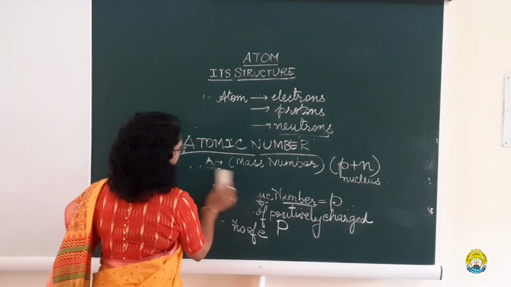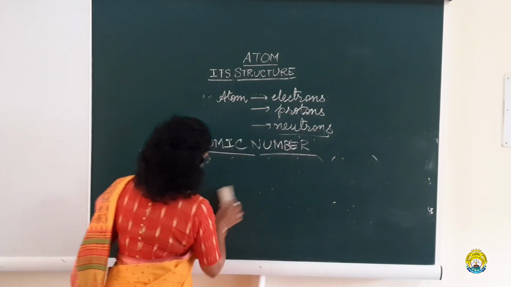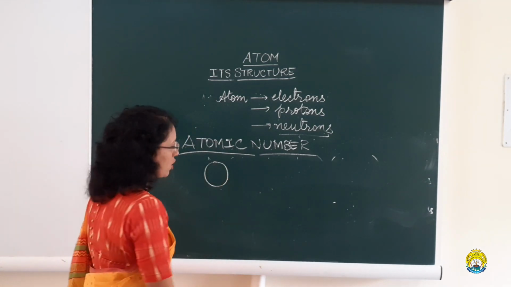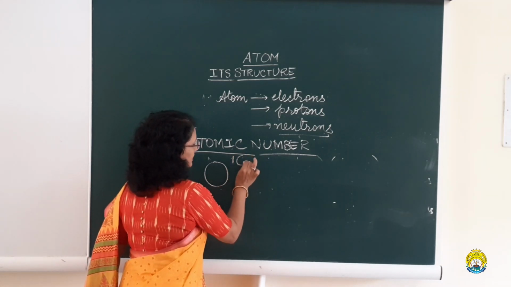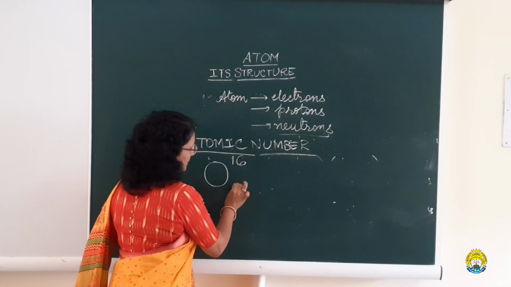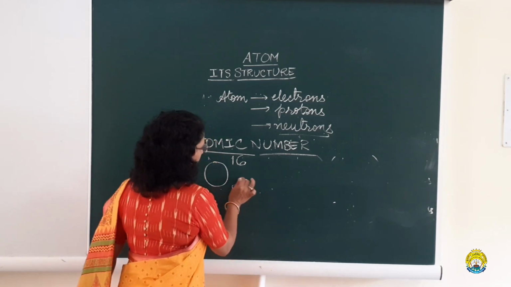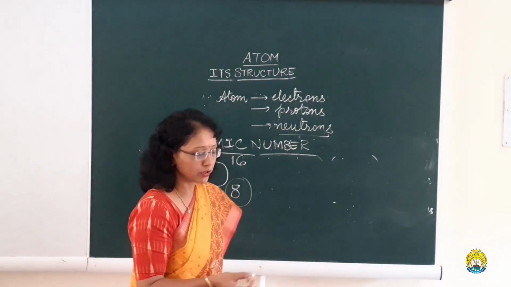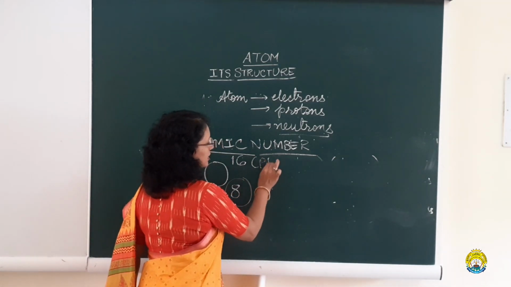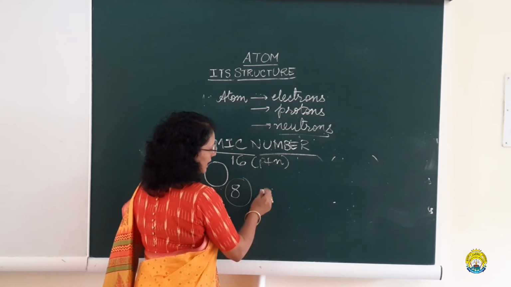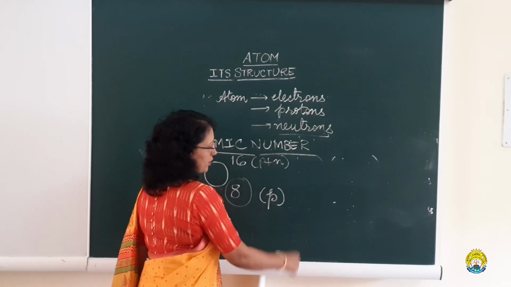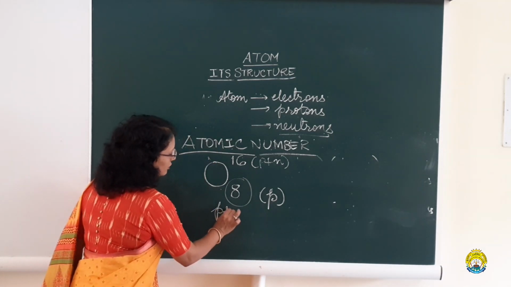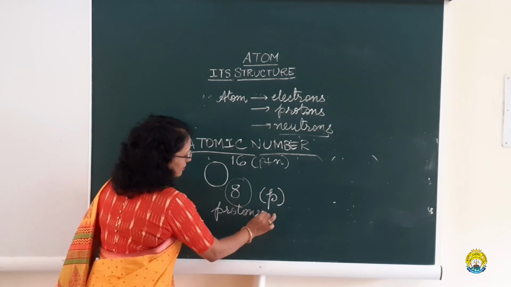Let's take an example and understand it. I take an example of oxygen. This is the symbol for oxygen. Oxygen's mass number is 16 and atomic number is 8. So when we talk about the number of protons, electrons and neutrons present, this number is the proton number plus neutron number and this number is the proton number. So atomic number means number of protons. So how many protons are present here? 8 protons are present here.